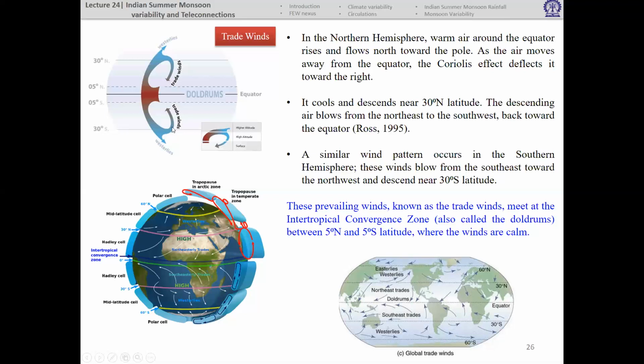Okay. So these are the trade winds, and these trade winds meet at the intertropical convergence zone. That is around an ideal location, but the location also changes with respect to the season. This figure shows the direction of the trade winds.